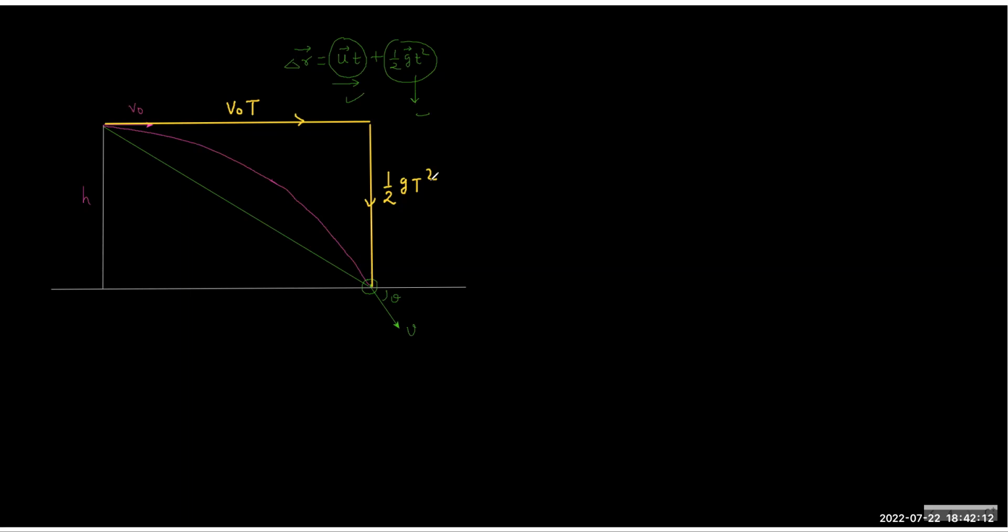So looking at this triangle, can you tell me something about T? Which sides are equal? Half G T square is equal to how much? H. H. You're done. Half G T square is H, so we got the time. And the time we got is the square root of 2H by G. Now, what is fascinating here? That answer has nothing to do with the velocity. Can you guess why? Why is V naught not contributing to the time?